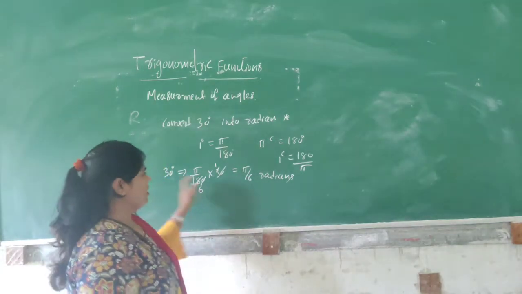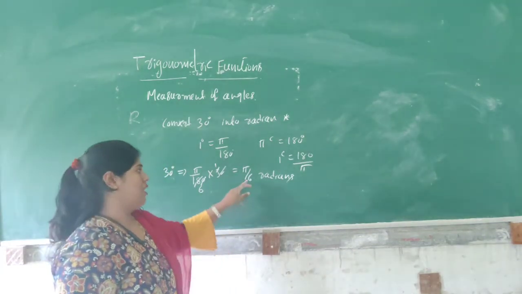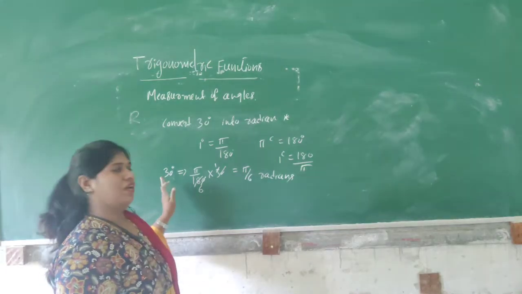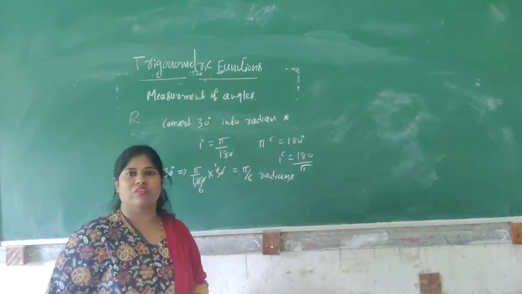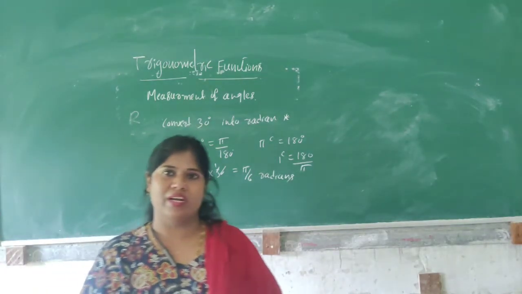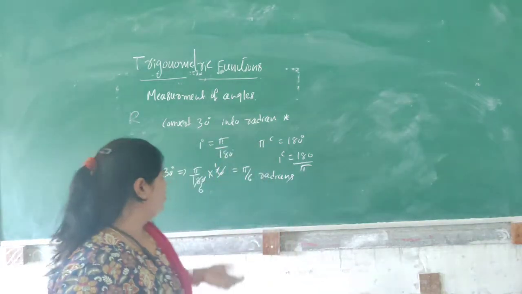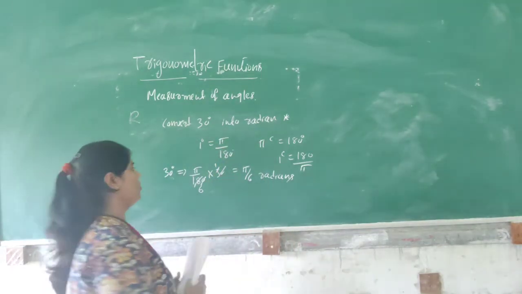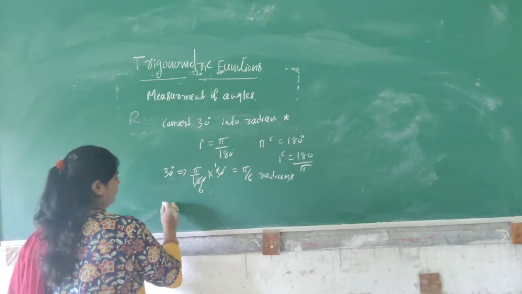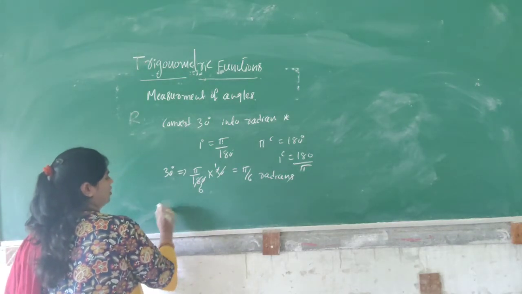It is in degrees and it is in radians. This one is the radian value, this one is the degrees value. So both real number and radian are same. So 45 degrees is pi by 4. Similarly, 30 degrees over 60 degree.